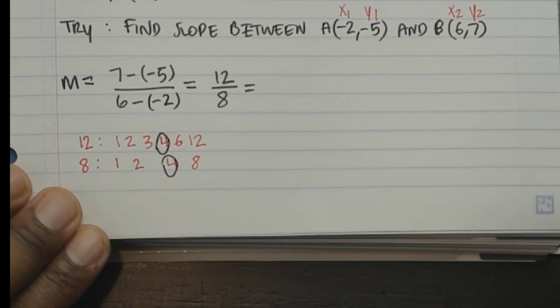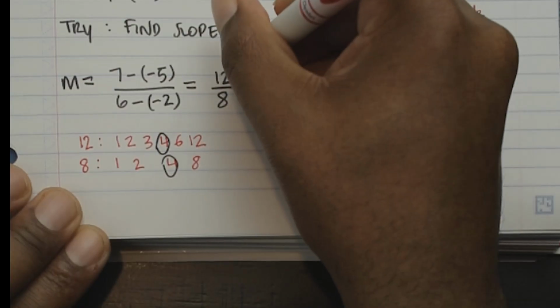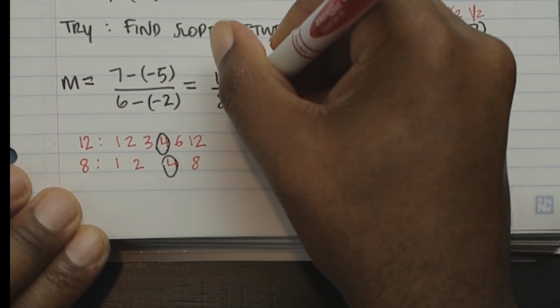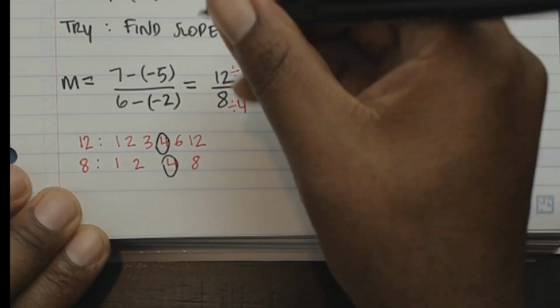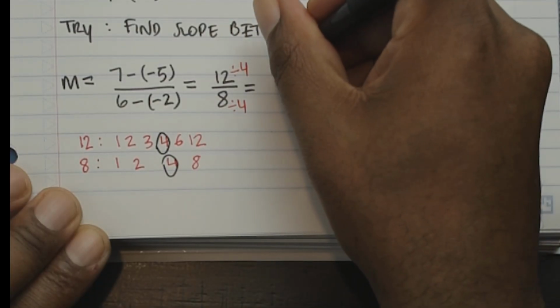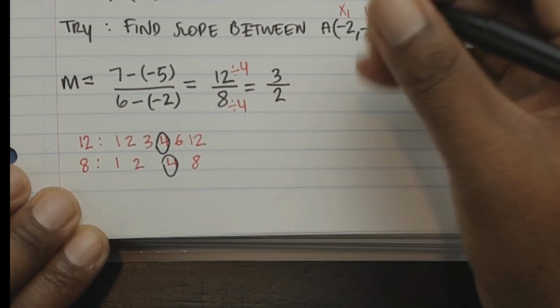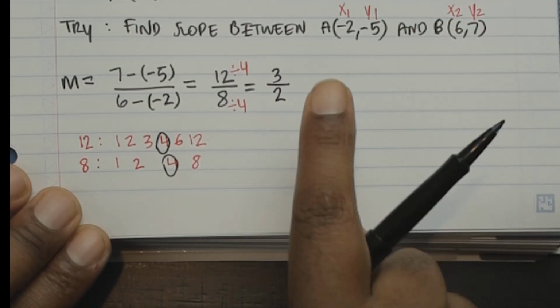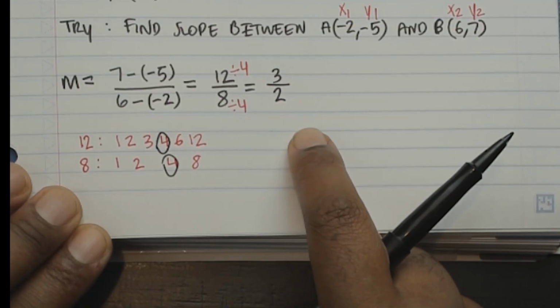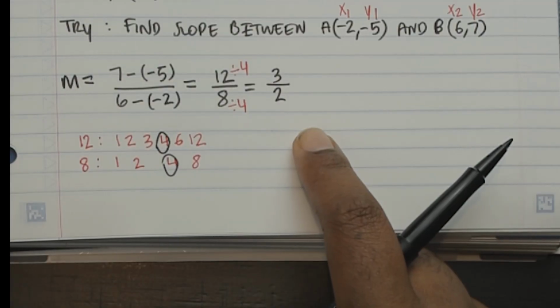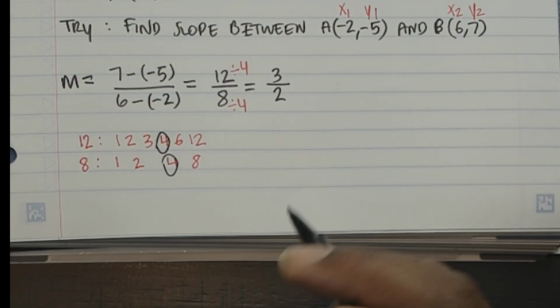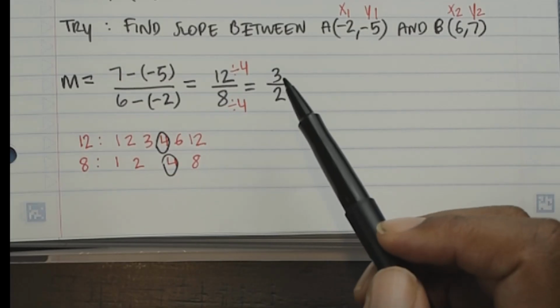So we can essentially divide the top and the bottom by 4. 12 divided by 4 is 3. 8 divided by 4 is 2. Okay? And so that is the slope. We have our rise, we have our run. There's no need to divide by 1 because it's not a whole number. So therefore, the slope is 3/2.